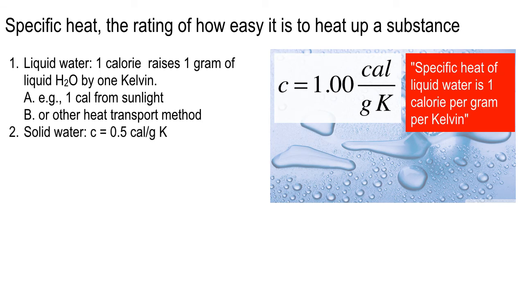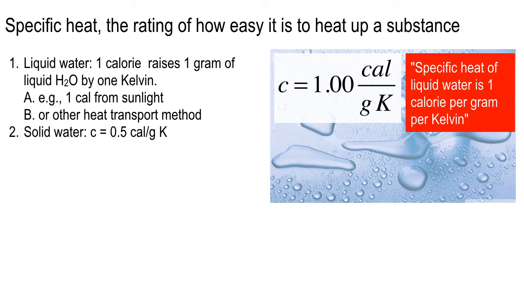Now, another substance like solid water, also known as ice, has a different specific heat. It's easier to heat up ice. It only takes 0.50 calories per gram Kelvin. So if I want to heat up liquid water, it's a little tougher. I need a full calorie to bring it up by 1 Kelvin, but if I have a gram of ice, all I need is a half calorie to bring it up by 1 Kelvin. So it's a little bit easier, which doesn't make sense, does it?